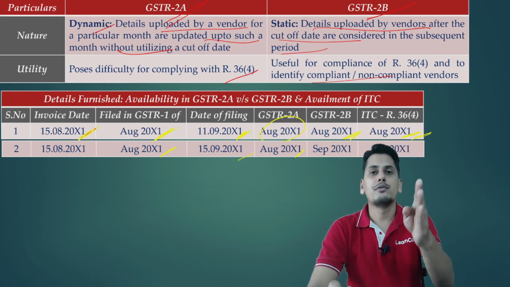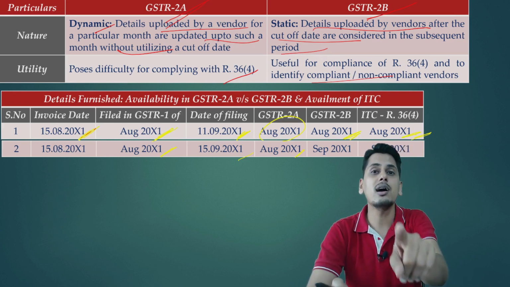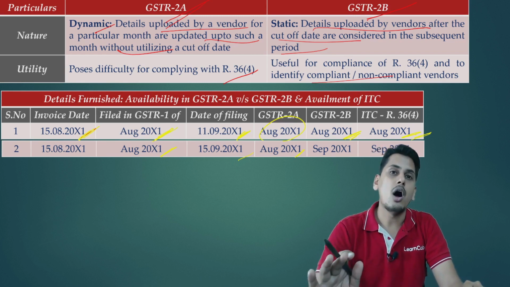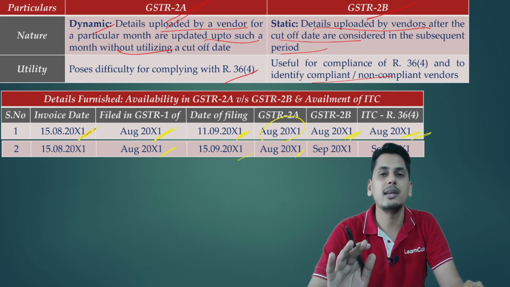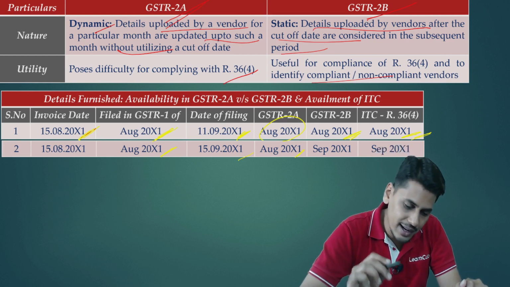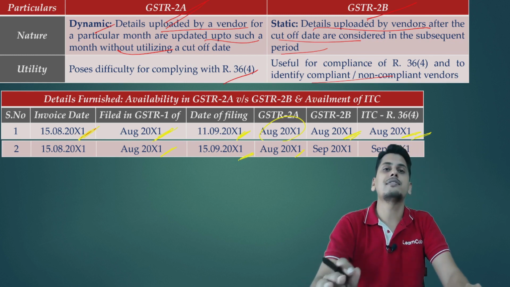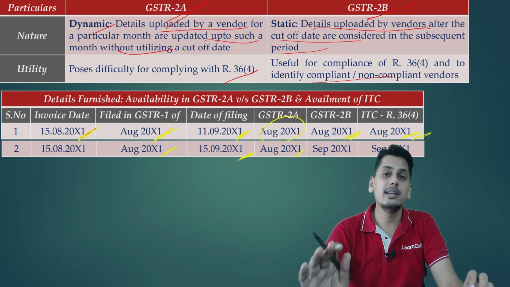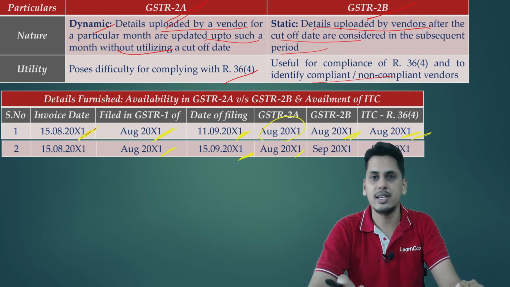Now friends, for it to appear in August month GSTR-2B, these details should have been included or should have been filed by 11th of September. Is it filed by 11th of September? The answer is no. It is filed on 15th of September. So therefore, for sure it is not going to appear in GSTR-2B of August. Fine. It will go to September month GSTR-2B.